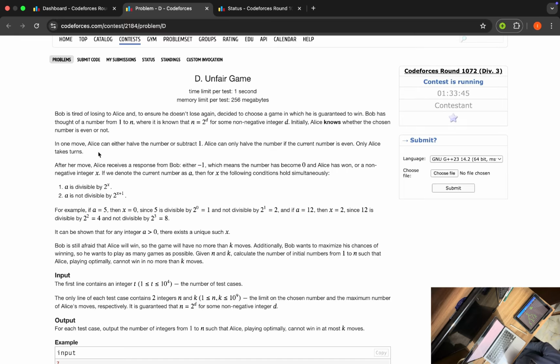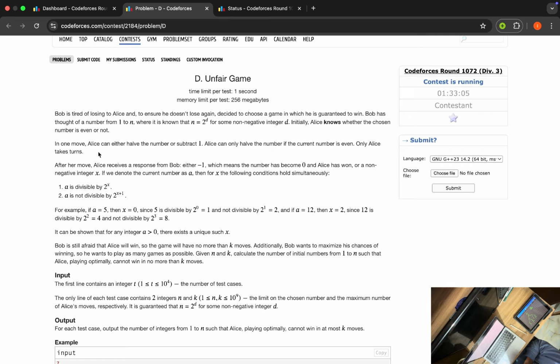Okay, Bob is tired of losing to Alice. I'm also really tired today. And to make sure he doesn't lose again, he decided to choose a game in which he is guaranteed to win. Bob has thought of a number from 1 to n, which is known that n equals 2 to the power d for some non-negative integer d. Initially Alice knows whether the chosen number is even or not.